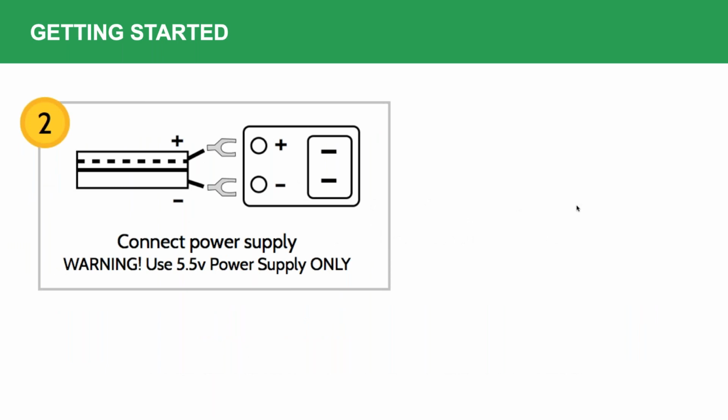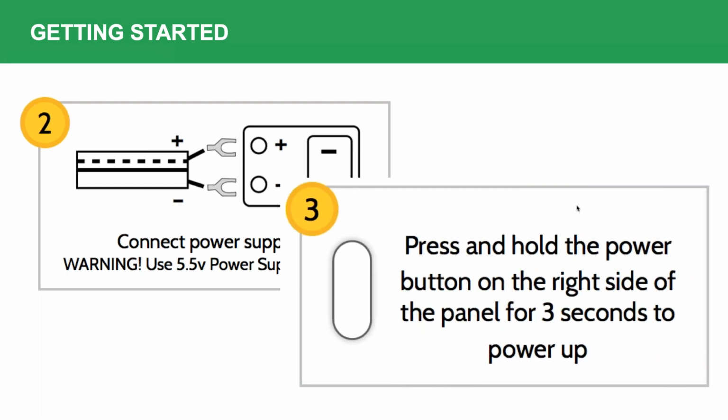And then getting started, you're going to power up your power supply. It needs to be at least a 5.5 volt power supply. All the panels that have been made over the last year plus ship with a 7 volt. To turn on your panel, you just hold the power button on the side for 3 seconds, let it go, and it's going to boot up.